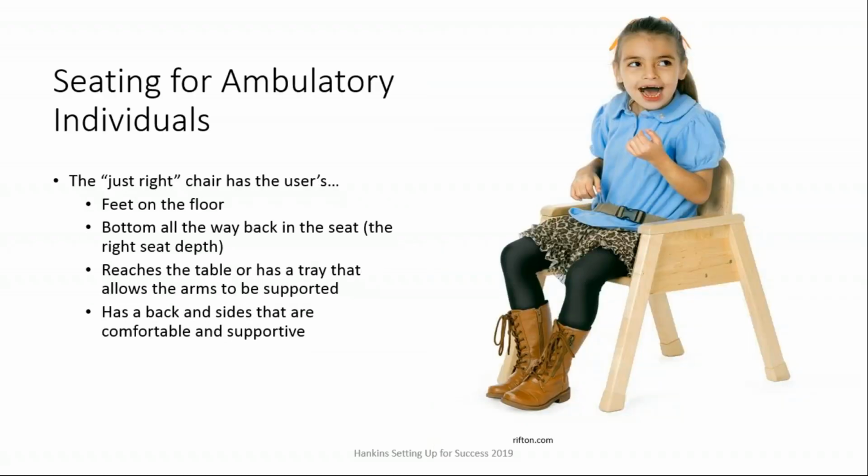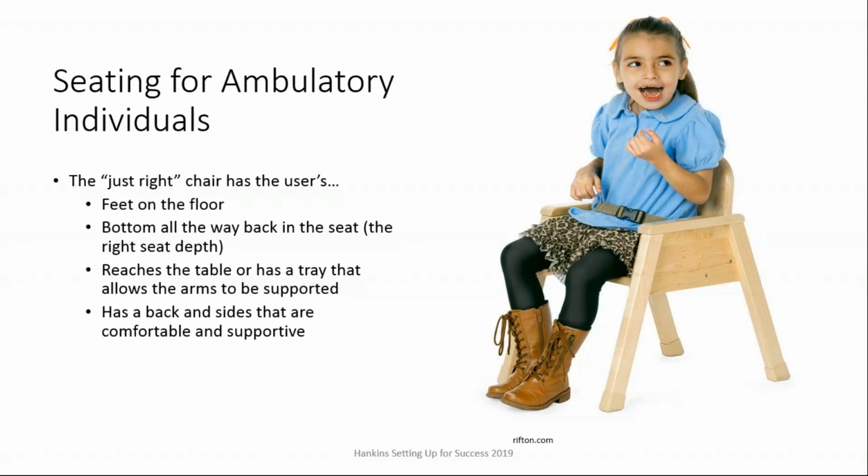Seating for ambulatory individuals is just as important. I showed you pictures of Isla earlier. She is an ambulatory individual, but she requires, because of the nature of her diagnosis, good seating. The Just Right chair has your feet on the floor. When I would go and do early intervention and go to daycares, and I would see kids' feet swinging or their bodies in one of those little bucket seats around a table, I would just kind of cringe because they didn't have that stability. Their bottom has to be all the way back in their seat, so they need the right seat depth. There's nothing that feels worse than all of your bottom not being supported on a chair.